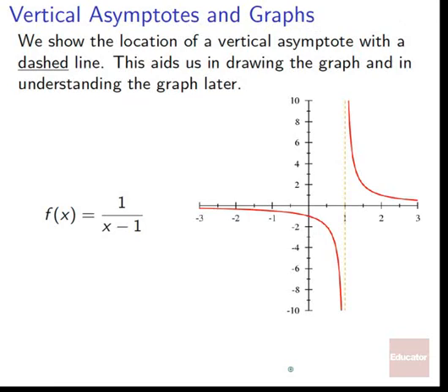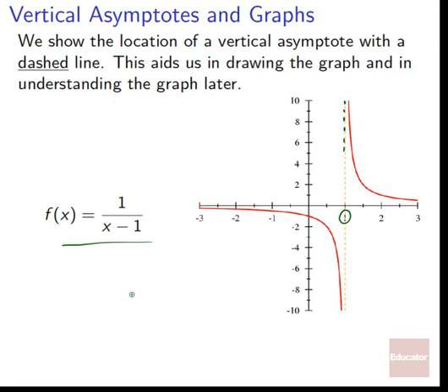Vertical asymptotes and graphs. We show the location of a vertical asymptote with a dashed line, as we've been doing previously. This aids in drawing the graph and in understanding the graph later. So notice we just use a dashed line here to show us this is where the vertical asymptote is. For the graph of f of x equals 1 over x minus 1, we see right here at x equals positive 1, because if we plug in x equals 1, we'd be dividing by 0 there. So near that location, we will be dividing by very small numbers, which will cause us to blow out to infinity. We'll see a vertical asymptote there.